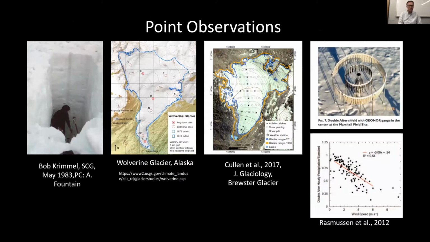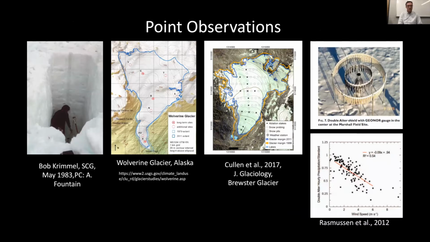So in terms of point observations, it's one universal thing between all of our communities is our ability to dig snow pits. Sometimes the glacier community is stuck digging very deep snow pits. This is a photo from Bob Krimmel on South Cascade Glacier in 1983. That technique is still widely used.